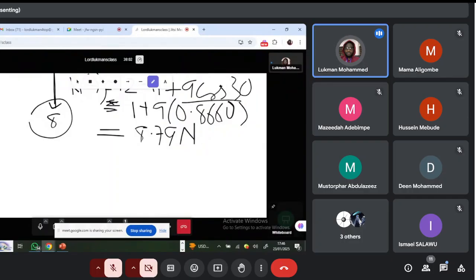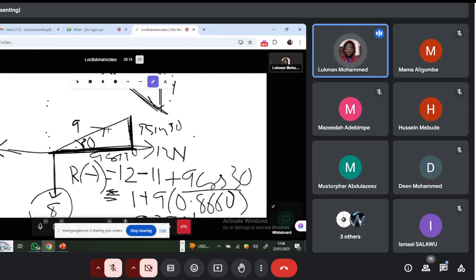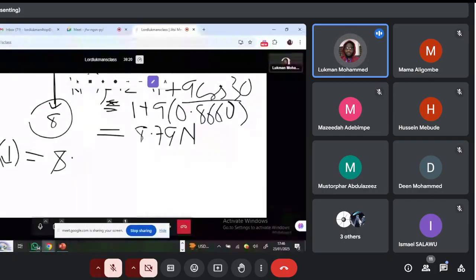I want to resolve vertically. I'm choosing downward as positive. So that 8 newton is going to be positive, so it's going to be 8. Then this 9 newton can only be resolved to this part here, vertical, and that part must be negative because it is against my direction. So I'm going to put minus first.